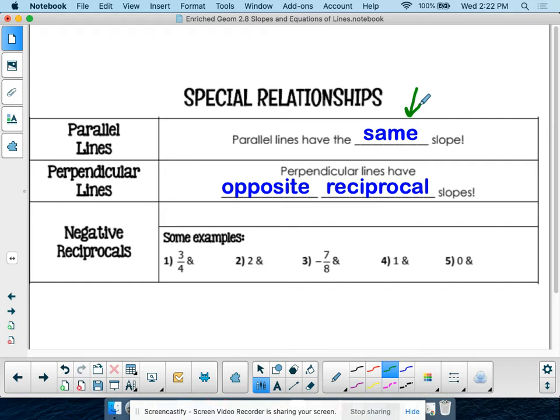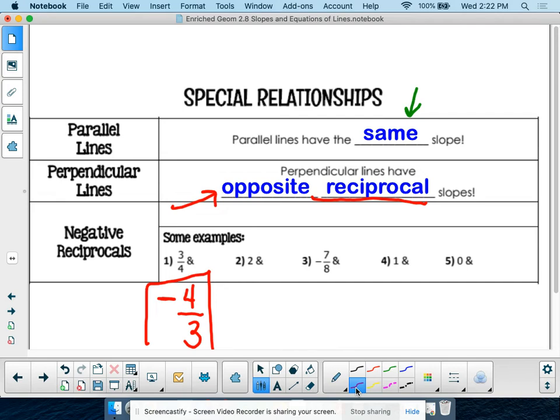Opposite reciprocals. So opposite means one's positive, one's negative, and reciprocal means you flip your fraction, like that. They do a little dance. So on this bottom part here, we want to find the opposite reciprocals of these slopes. On number 1, I have a positive 3/4. If I want the opposite of that, I'm going to have a negative. The reciprocal of 3/4 would be 4/3. Those guys are perpendicular slopes.